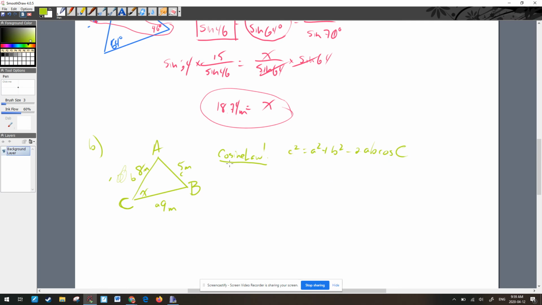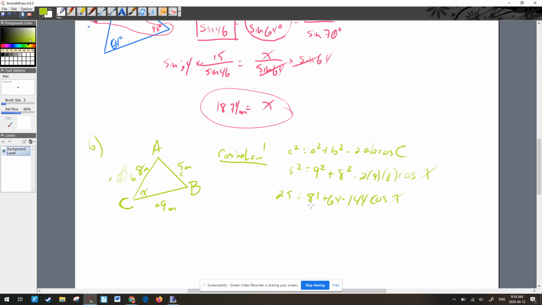Fill in the values. Well, lowercase c is 5. Lowercase a is 9. Lowercase b is 8. So minus 2 times 9 times 8 times the cosine of, well, here's what I'm looking for, cosine of x. All right, time to solve. So we can simplify each of these expressions. So we're going to have 25 is equal to 81 plus 64 minus 72 times 2 is 144. So minus 144 cosine of x.